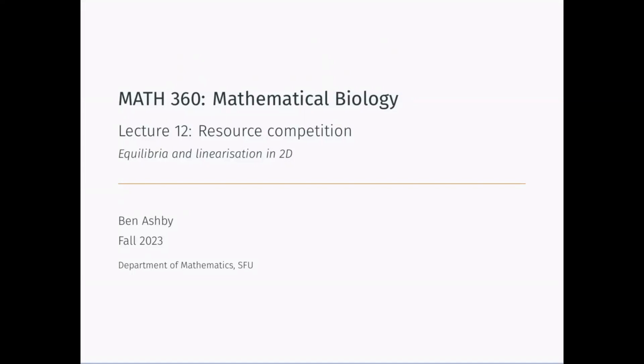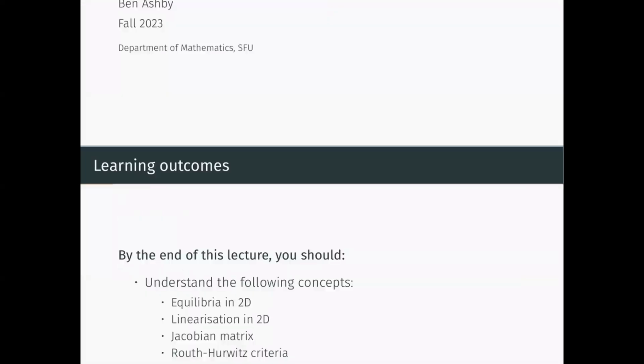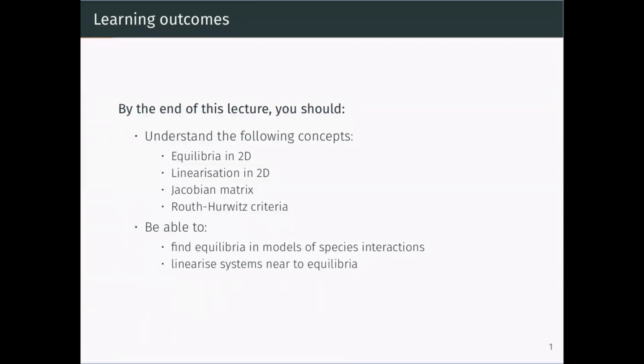Today we are going to be continuing our discussion of species interactions models, and we're going to be thinking specifically about resource competition, which we introduced in the last lecture. By the end of today's lecture, you should be able to understand what it means to say we have an equilibrium in one of these models, how we linearize that, and this is involved in linear stability analysis, where we use something called the Jacobian matrix, and also the Routh-Hurwitz criteria that help us to understand the stability of these systems.